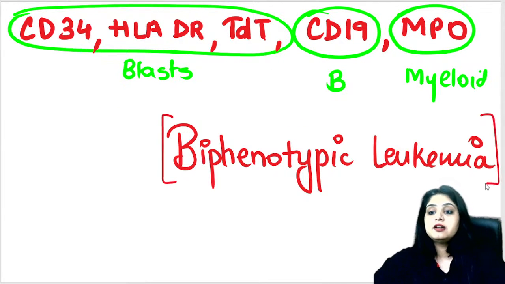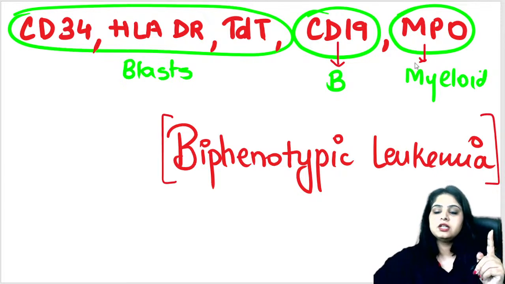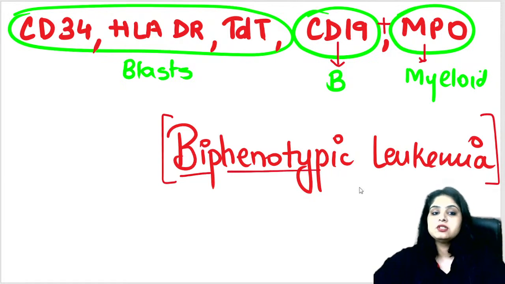This is what is a typical AIIMS-type question where they'll give you a blockbuster movie. Both the heroes are there. So simple: if there was one hero, there would be one leukemia. Now over here, because you have two heroes in the story, you're dealing with a biphenotypic leukemia.